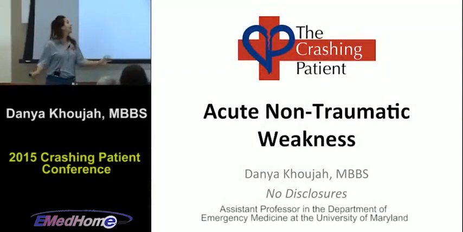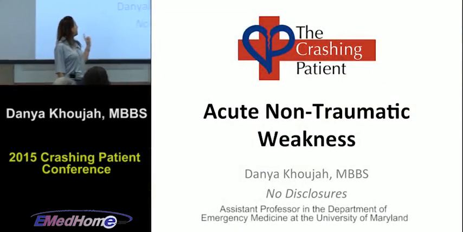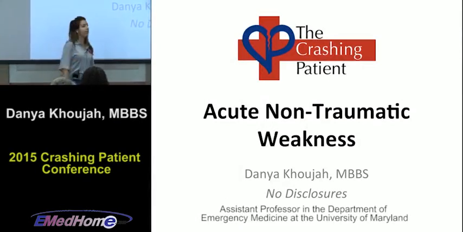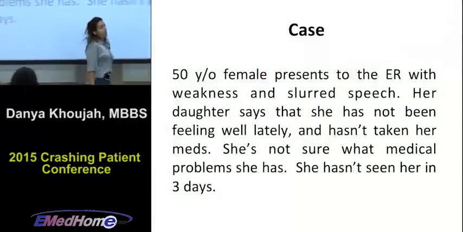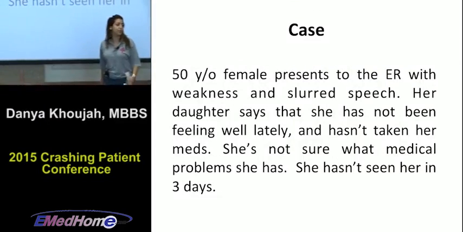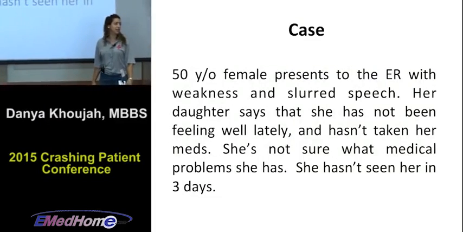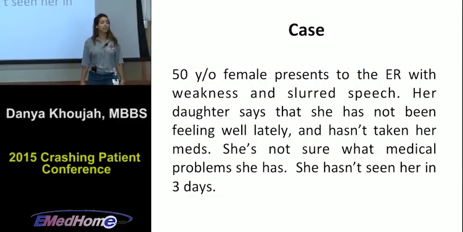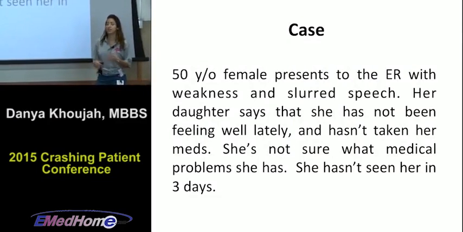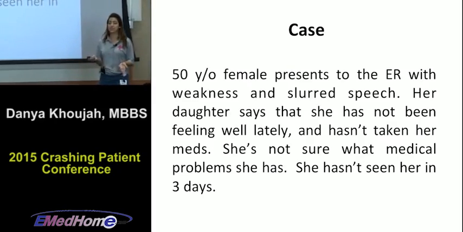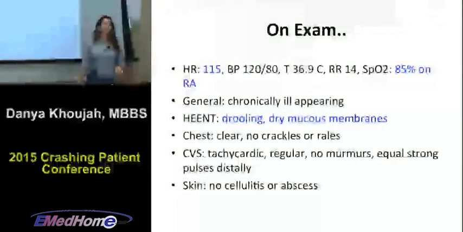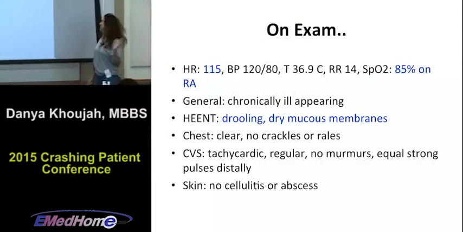All right, I'm back. So we're going to be talking about acute non-traumatic weakness. A 50-year-old female presents to the ER with weakness and slurred speech. Her daughter says that she has not been feeling well lately. She hasn't taken her meds. Her daughter doesn't know what kind of medical problem she has. She hasn't seen her in 3 days. I mean, we'll get histories like that, right?